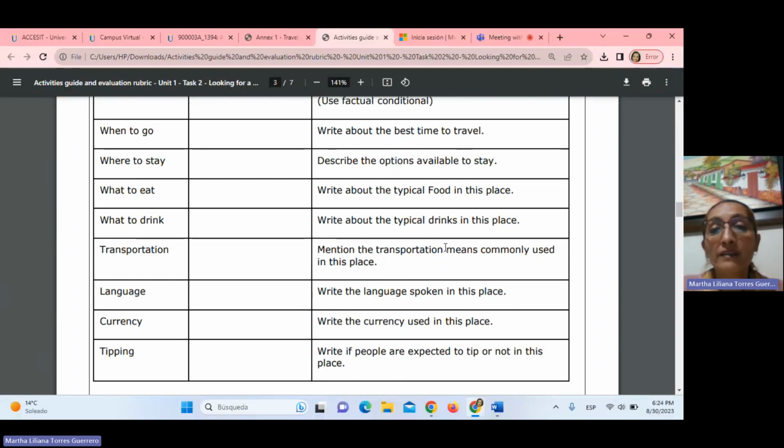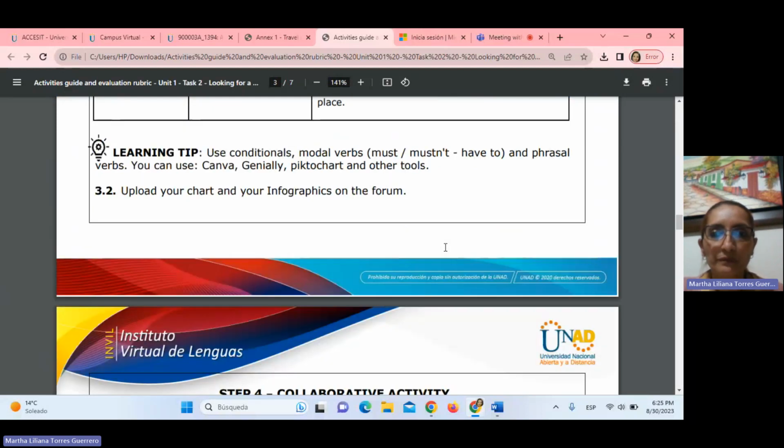So you will be travel agents, I think so. It means that you have to include all the information in the infography. Of course, you have to share the infography in the forum as well. Topics you must study: modal verbs such as must, mustn't, or have to.